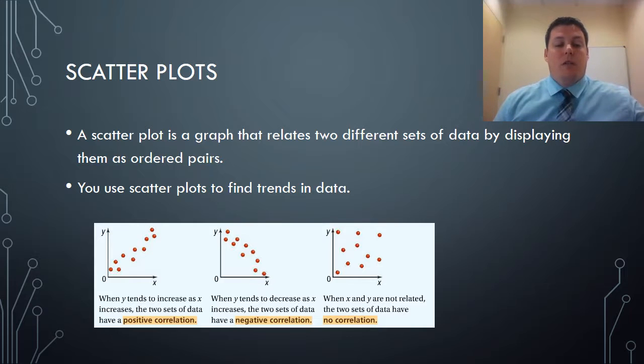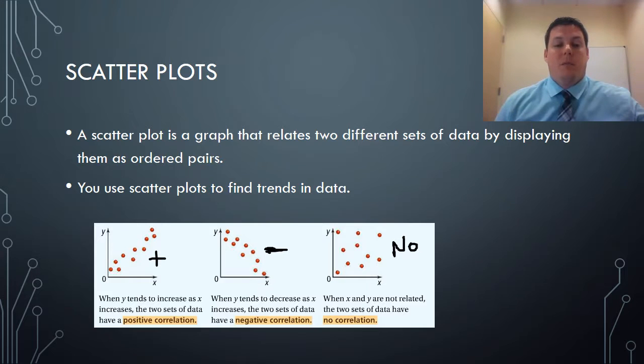This is going to be a quick review on scatter plots. A scatter plot is just a graph that relates two different sets of data. So you're just plotting points of an ordered pair. If the data is showing that it's going up in both directions, it's a positive correlation. Okay, if it shows that it's going down, it's a negative correlation. And if it's all over the place, then it's no correlation.